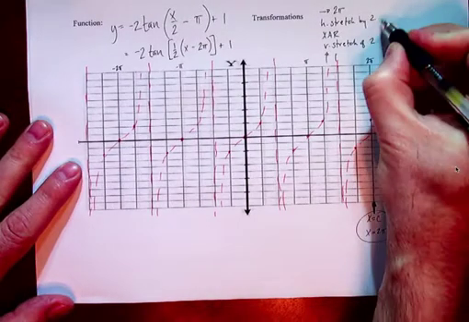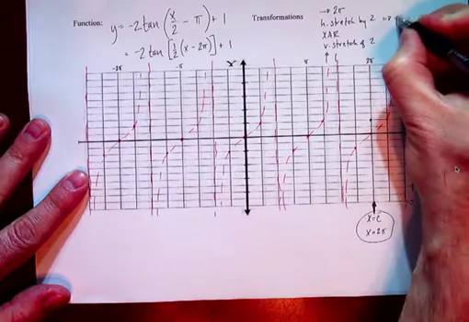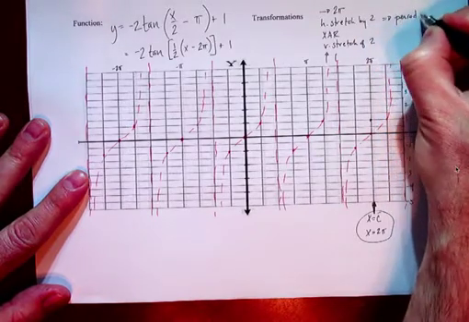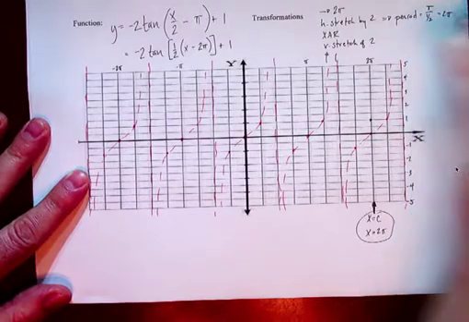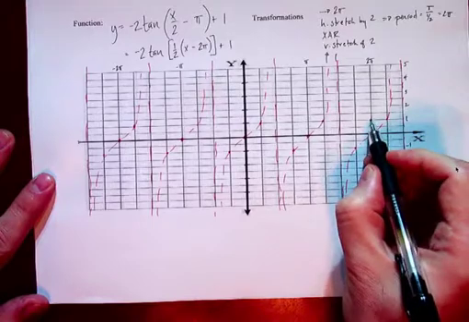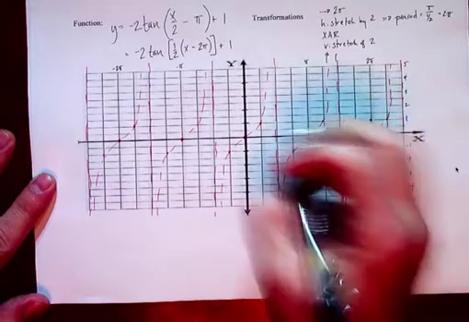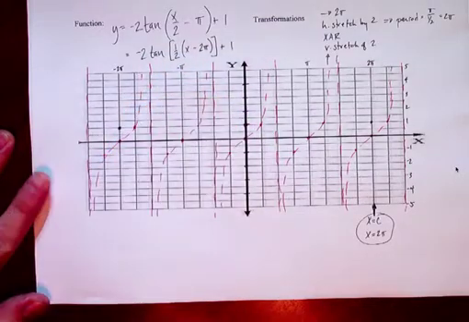Now, if I'm going to horizontally stretch by 2, what that means is that my period, okay, is pi over 1/2, or now 2 pi. So I need to basically recreate this point every 2 pi. So here it is, and here it is.